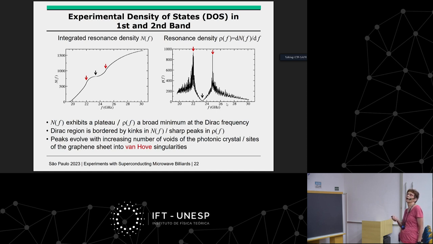When you plot the spectral density, this is the integrated spectral density, and this is the spectral density, you see two sharp peaks and a broad minimum. The broad minimum is around the Dirac point. These two sharp peaks evolve into van Hove singularities when you increase the number of voids, or the number of sites of your graphene billiard. Van Hove singularities are something that you find in any two-dimensional periodic lattice structure. So here we have two, and in that region you have the bent edges.